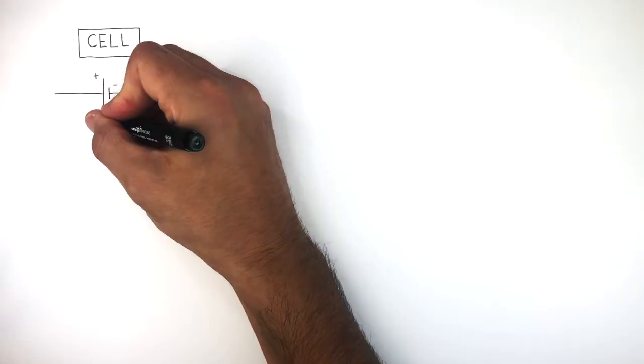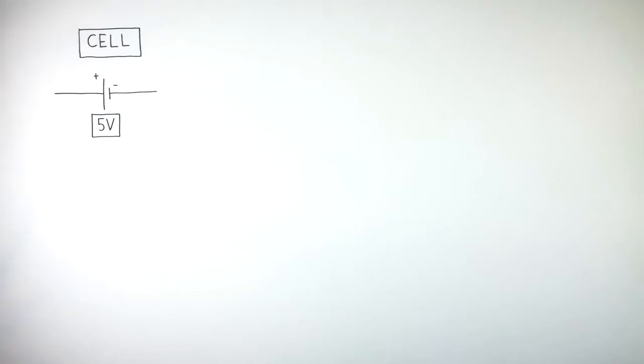A cell has this symbol, where the long line represents the positive terminal and the shorter line represents the negative terminal. The cell would normally tell us the potential difference. In this example, it is 5 volts. 5 volts means 5 joules of electrical energy is transferred per each coulomb of charge.